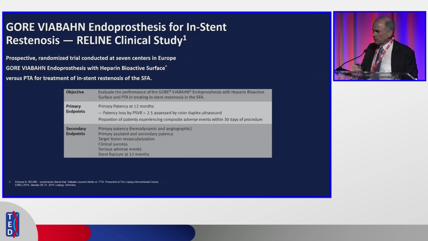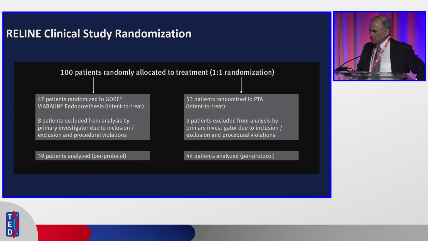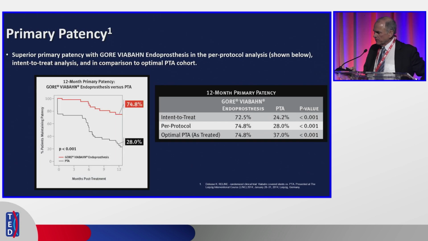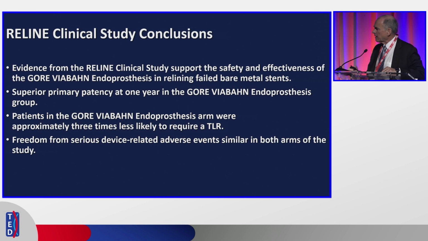Now, what about the Gore-Viabahn study? I'm just going to show you one thing. This is for long in-stent occlusions. This was a study that was created. There were 100 patients enrolled here, with one-to-one randomization of using Viabahn versus standard of care, which at that moment was balloon angioplasty, treating in-stent restenosis. It showed much, much better outcomes because you were excluding some of the plaque, you were making a big lumen. And of course, the bigger issue was what happens at the ends.